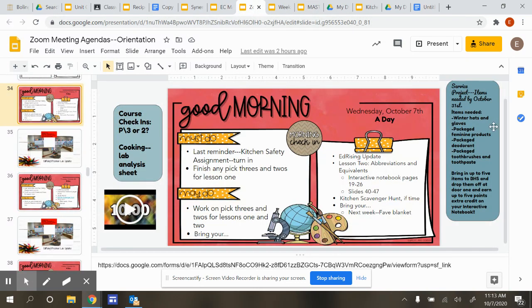Once we went through that, I gave people the information about a service project that one of my students from adulting is doing. She's gathering items to donate to a homeless shelter and is looking for donations of things in this box. If you want to bring any of those in, you can earn up to 5 points extra credit for up to 5 items that you bring in. The winter hats and gloves do not need to be new, but everything else does. You can drop them off at door 1 at BHS by October 31st.